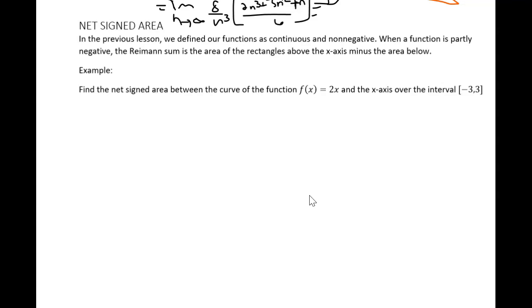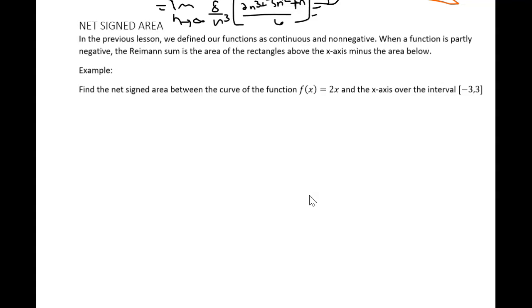In this video, we're going to be talking about net signed area and total area, which are two different concepts. The last time we approximated area under the curve, there was a specification that the function had to be positive, because when you actually do this integration, area under the curve for a negative function, you're going to get a negative value. So the Riemann sum becomes the area of the rectangles above the x-axis minus the area below. And this is what we're going to call our net area.